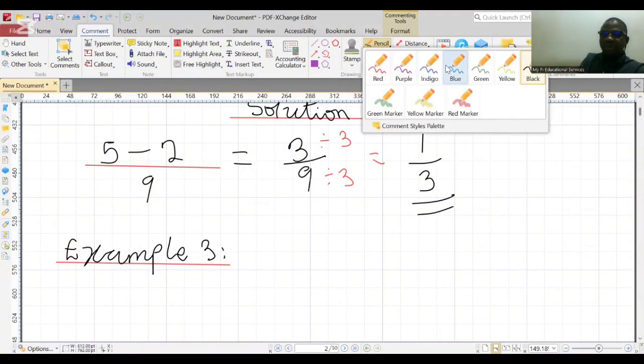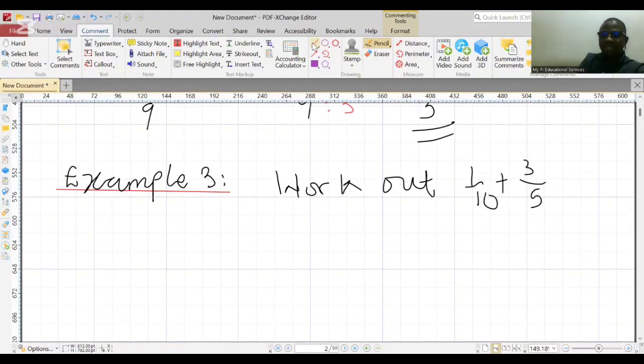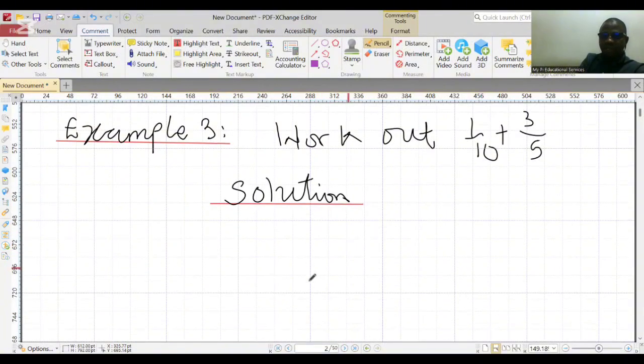Now, in example 3, we have work out 1 out of 10 plus 3 out of 5. As you can see, these two fractions do not have the same denominators. They are called unlike fractions. Unlike fractions with different denominators. So how do we solve it? 1 out of 10 plus 3 out of 5.